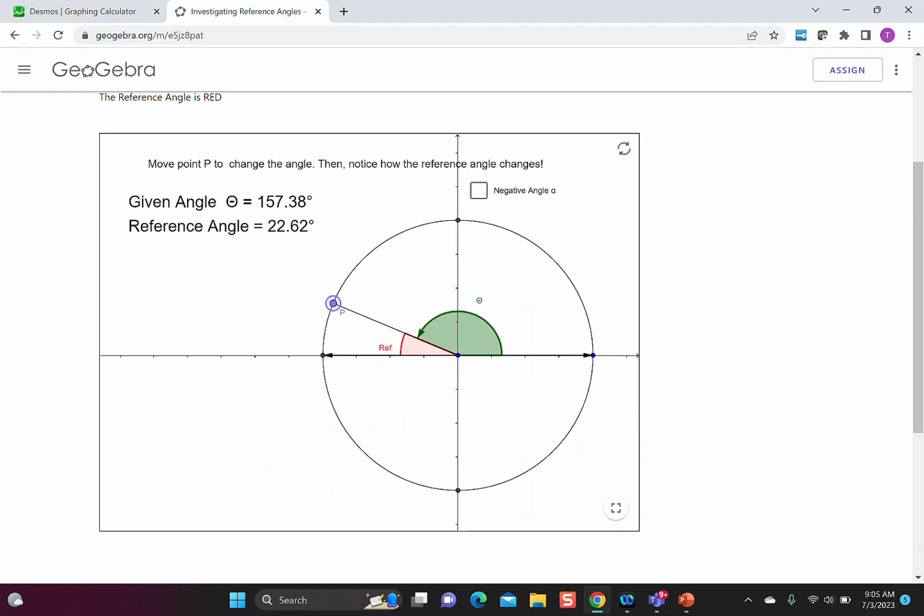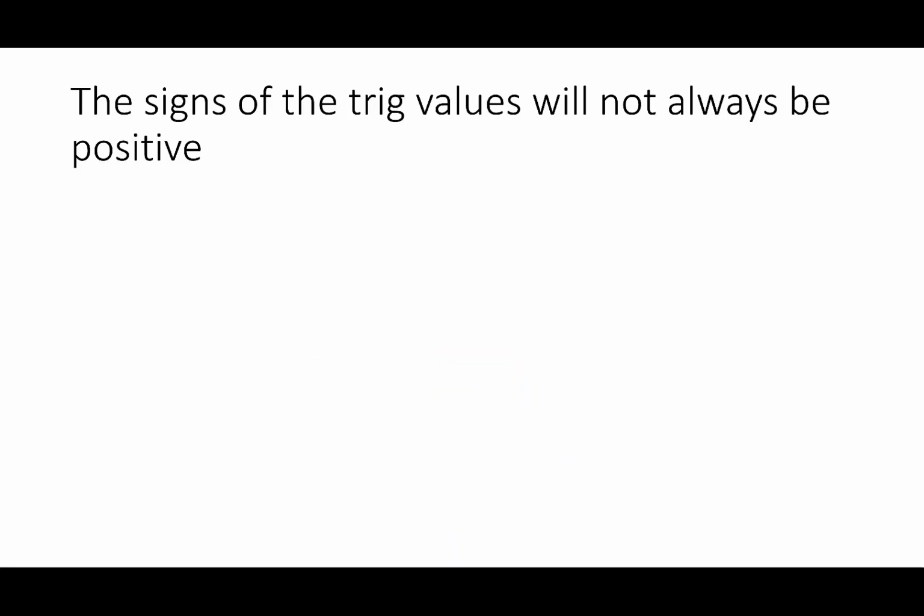To look at this a little more closely, I'm going to use this GeoGebra activity that I will include the link for. Notice I can move the point around. In quadrant 1, the given angle is equal to the reference angle. As we move to quadrant 2, you can see the reference angle appear and they look supplementary. We can move into quadrant 3 and quadrant 4 and see that we always have a reference angle to go along with our given value. The sign of trig values will not always be positive. Let's go through a few examples to see how to calculate the trig values and add the correct sign.